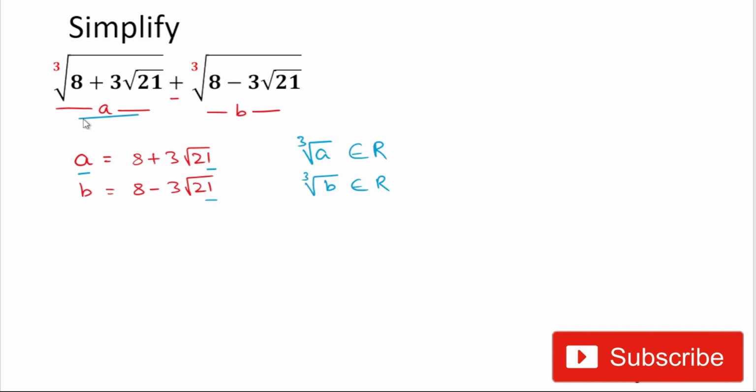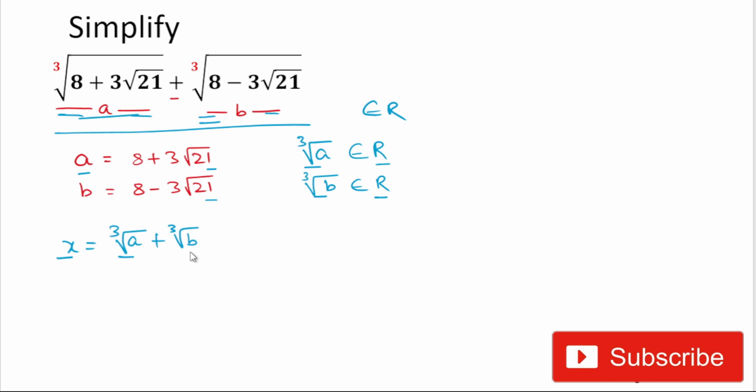Now our first expression, cube root a, will be a real number, and likewise the second expression, cube root b, will also be a real number. Therefore we can say that the whole expression value will be a real number. Now our next step will be, we'll let this whole expression be x. So the value of x will be cube root a plus cube root b.